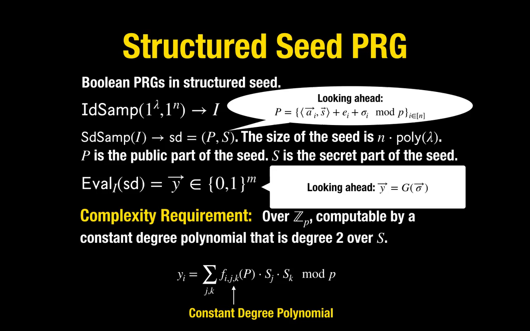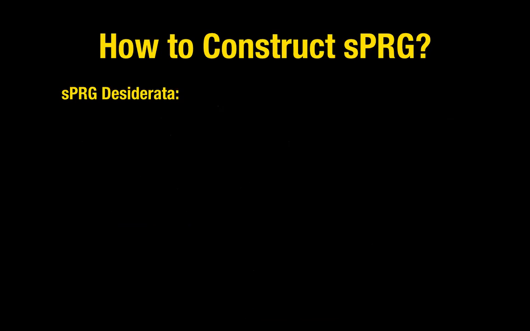And we are looking for constant degree polynomials, which is just degree 2 in the secret part of the seeds. Okay, so let me now proceed and tell you how to construct such PRGs. So this is the desiderata. This is what you want.